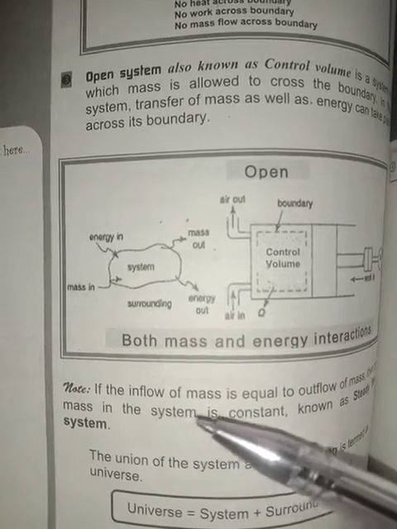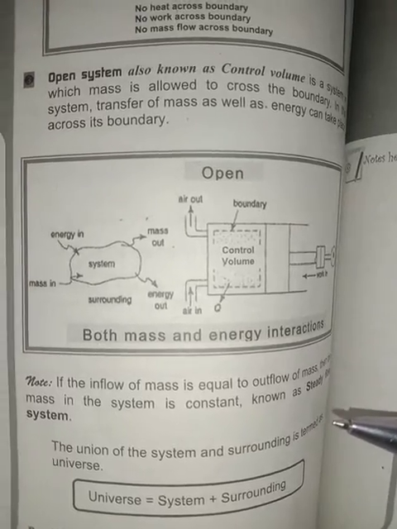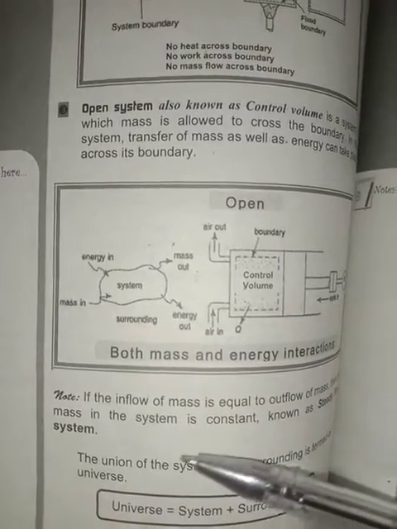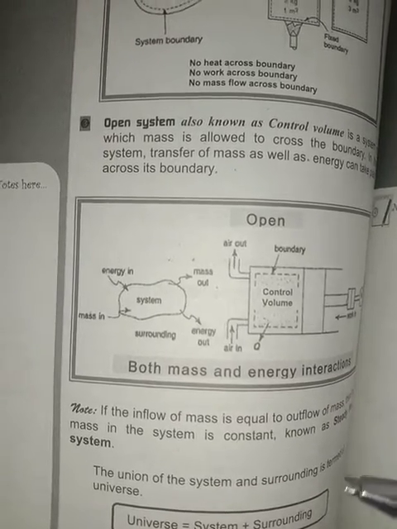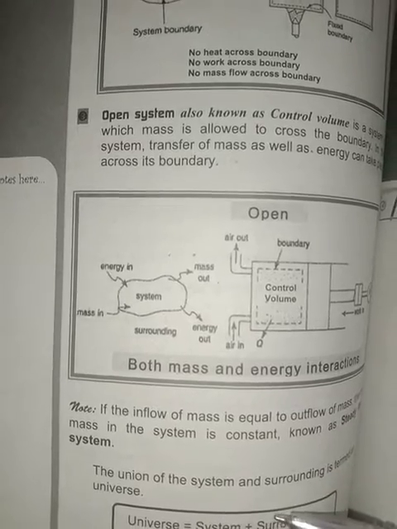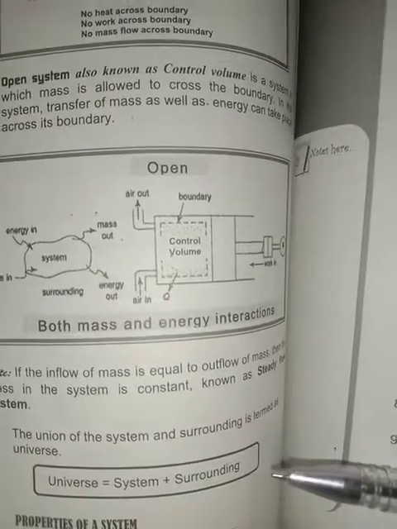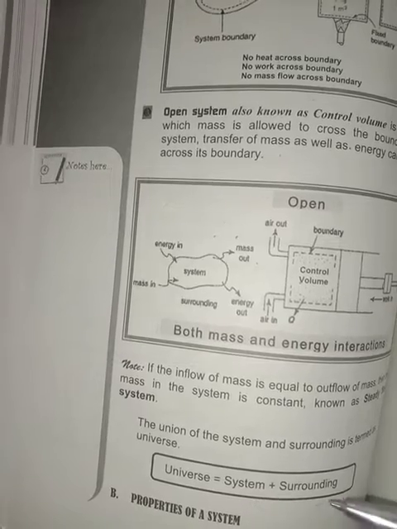If the inflow of mass is equal to the outflow of mass, then the mass in the system is constant, known as a steady flow system. The union of the system and surroundings is termed the universe. So universe equals system plus surroundings.